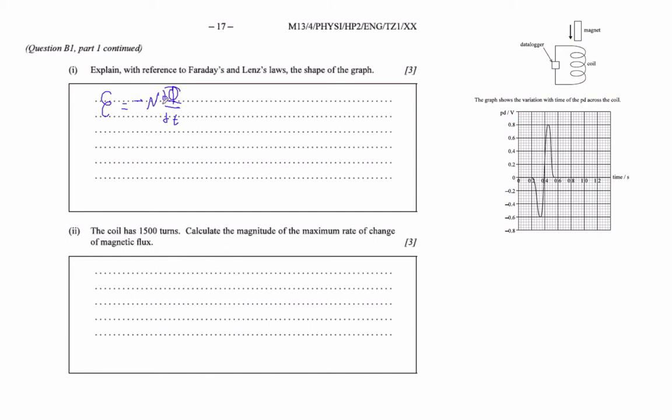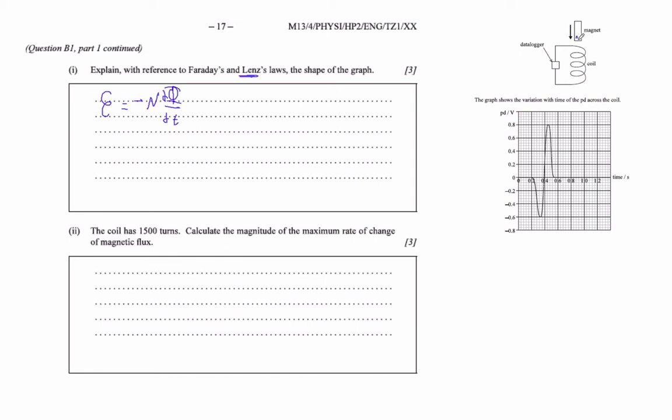So when you change the flux, as a magnet moves, it changes the magnetic field over time. There's a rate of change of that, and that induces a current. Lenz's law says that it opposes either the change in flux or the motion of the magnet. Okay, so explain the shape of the graph.